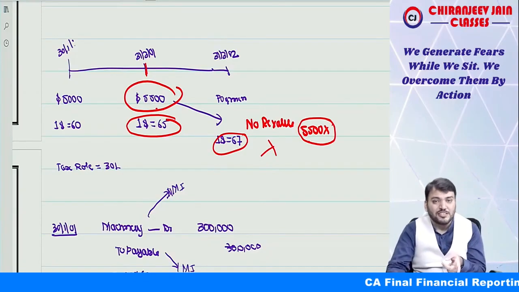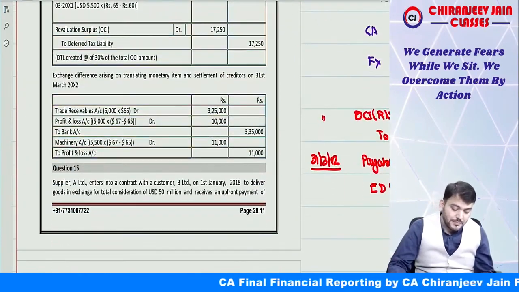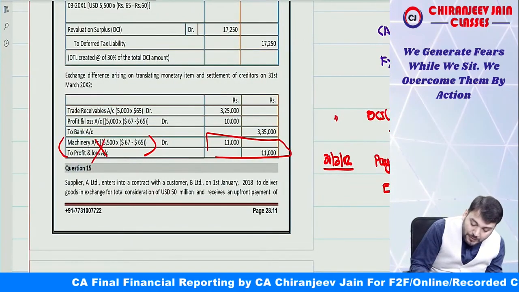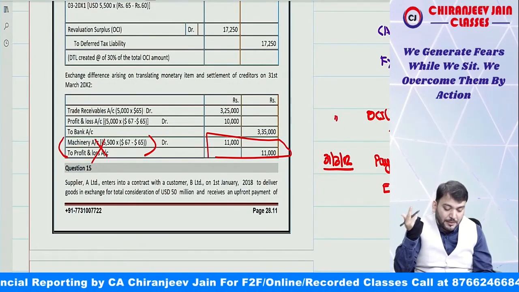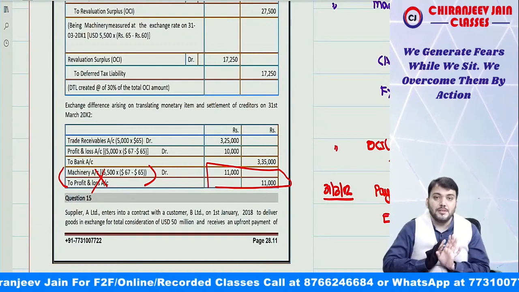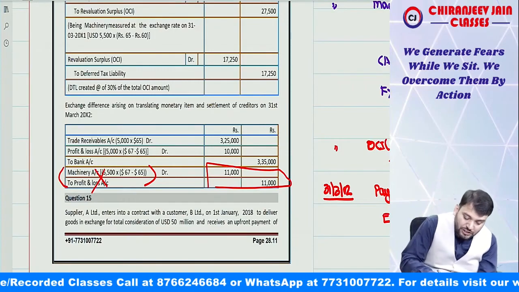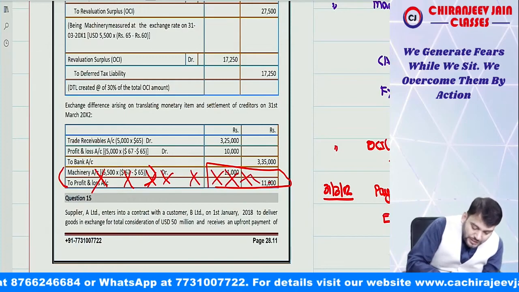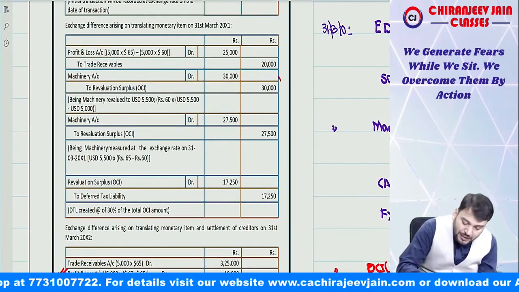But in your suggested solution, what they have done is 100% wrong. They have not corrected this point. This is wrong, and they have transferred to PL. Machinery account debit to PL means no point of this journal entry. They have credited to PL. Why they have done this? We also don't know. So this is 100% wrong journal entry. You can delete it. Only this journal entry will be done. I hope you have understood. And these two journal entries you can compound.